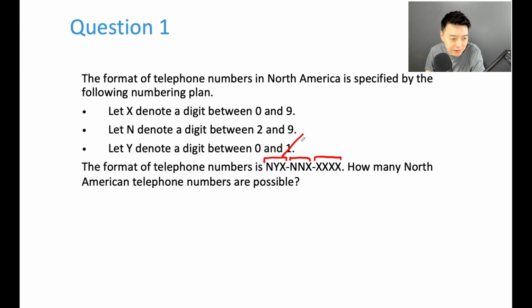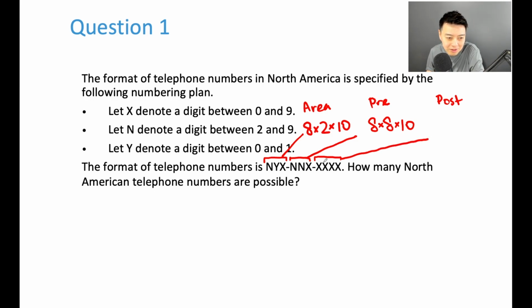For the area code, we said it is NYX. For N, there are 8 possibilities. For Y, there are 2 possibilities, and for X, there are 10 possibilities. So for the area code, there are this many possibilities. Next is the prefix. The prefix is going to be NNX. So we have N, which is 8, times 8 times X, which is 10. That's the prefix. And then finally, we have the postfix, which is all X's.